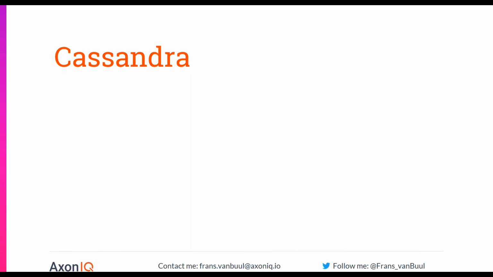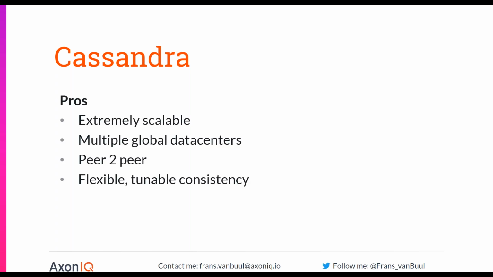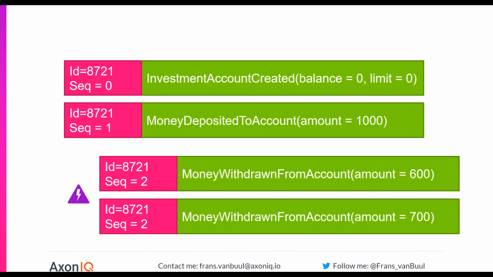Cassandra, the other contender, is known to be extremely scalable, very well suited to run in multiple data centers, and has a multi-master or peer-to-peer architecture. There's one problem with Cassandra as well, and it has to do with this example that we looked at earlier. Event stores need to be able to validate sequence numbers of new events in order to guarantee aggregate consistency. So in this case, we don't want to have money withdrawn twice.